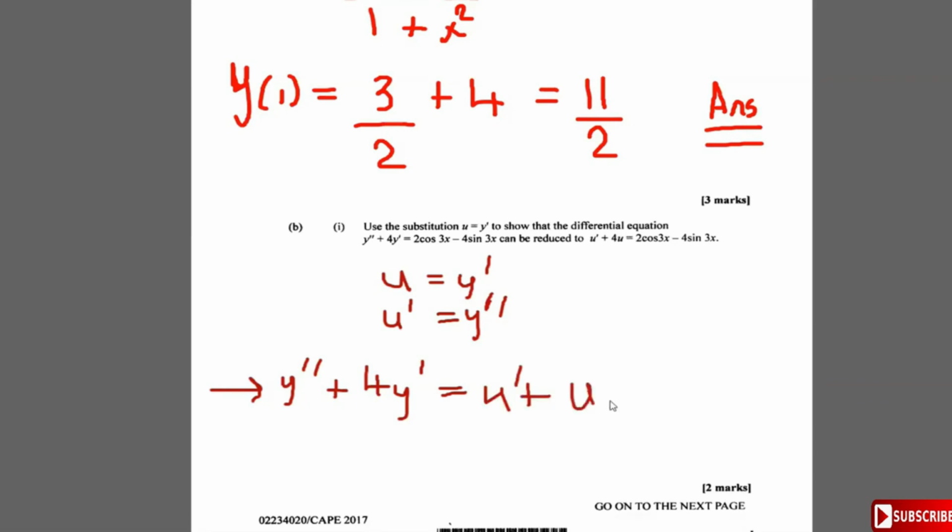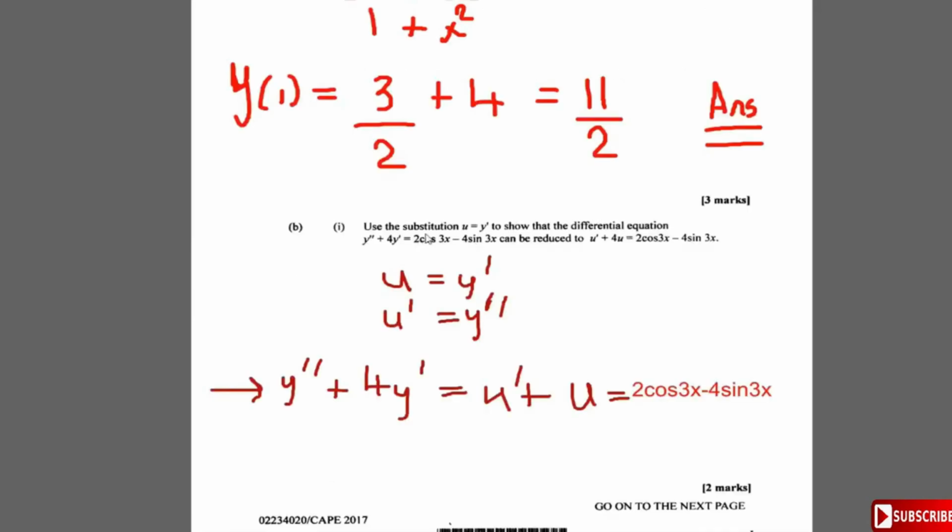and it showed us that that was equal to 2 cos 3x minus 4 sine 3x. I don't see what they wanted because that was so straightforward. That's it. No sugar to that question. Nice. Let's continue now. It says, hence or otherwise, find the general solution to this differential equation.